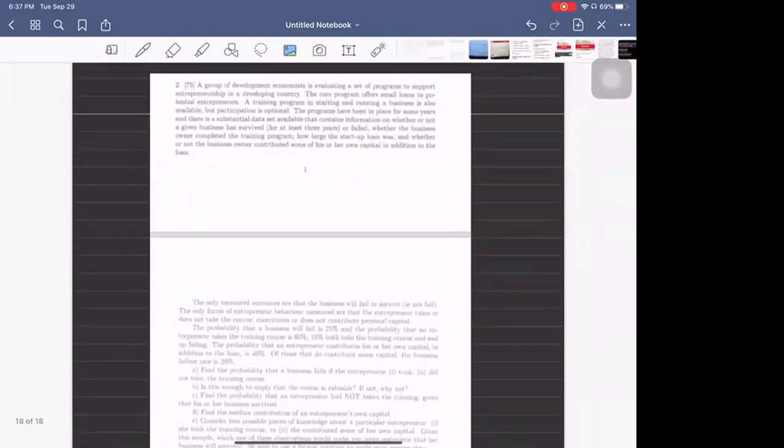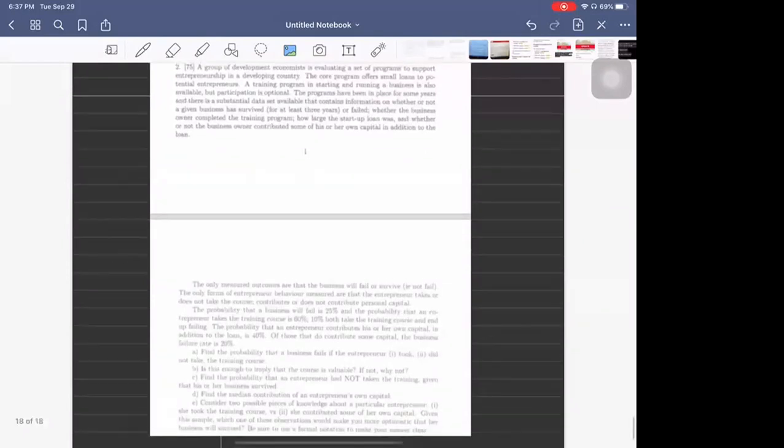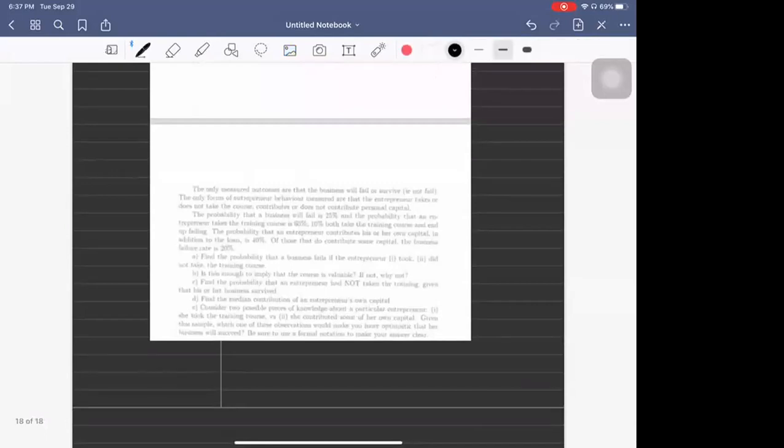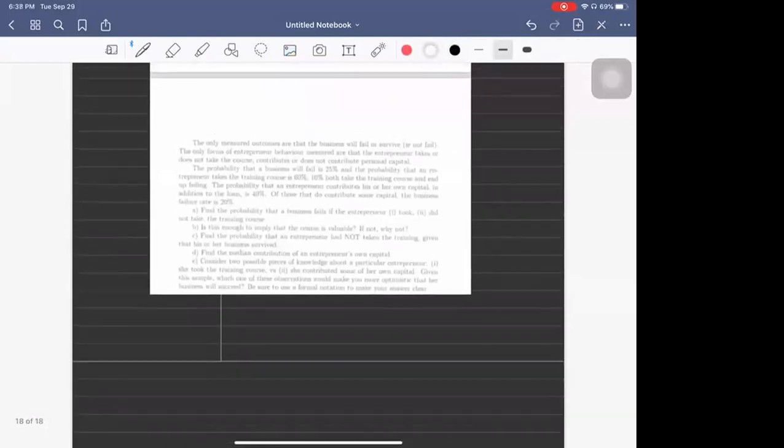All right, so we're looking at a group of economists to see if a program to support entrepreneurship in a developing country works. The program offers small loans to the entrepreneurs. On top of that, there's a training program in running a business, but participation is optional. It's an extremely important point. We've got a training program, which is optional.